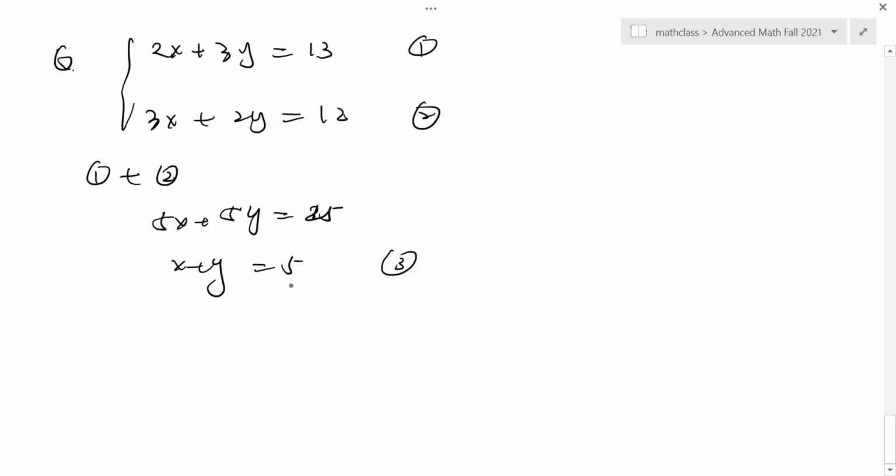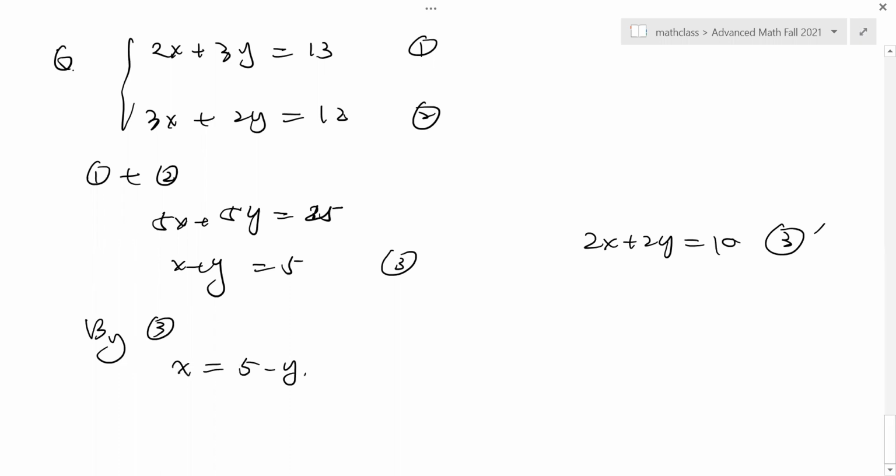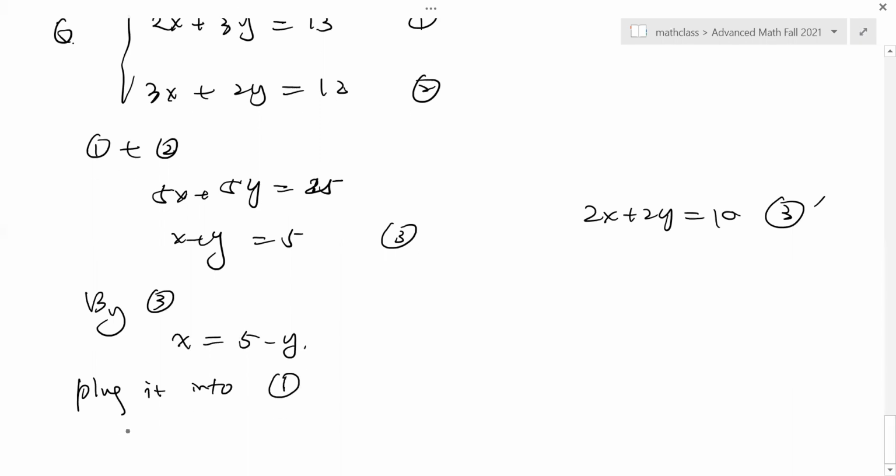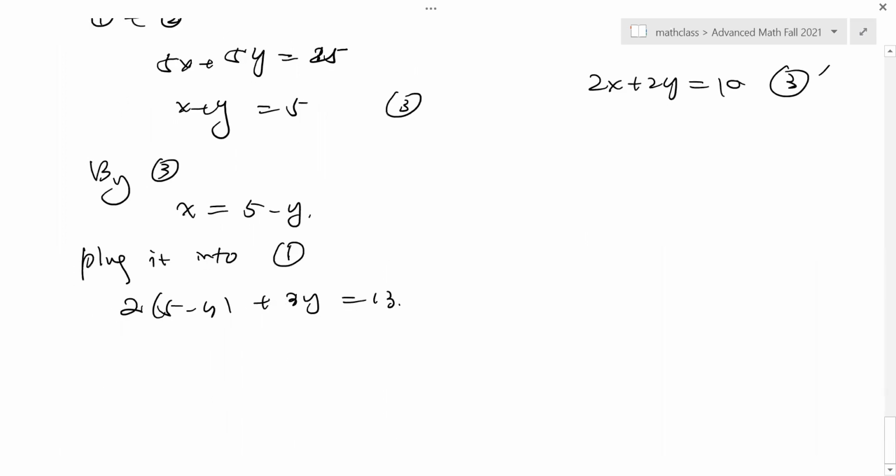But if you want to do elimination, you have to multiply the equation by 2, and then you can use that to get rid of the y variable. But I'm not going to use that. What I'm trying to do is solve for x in terms of y, then plug it into any of the above equations, equation 1 or equation 2, it really doesn't matter. Let's do equation 1: 2 times (5 minus y) plus 3y equals 13. Let's multiply this out: 10 minus 2y plus 3y equals 13. So 10 plus y equals 13, and y equals 3. Am I right? Yeah, y equals 3.